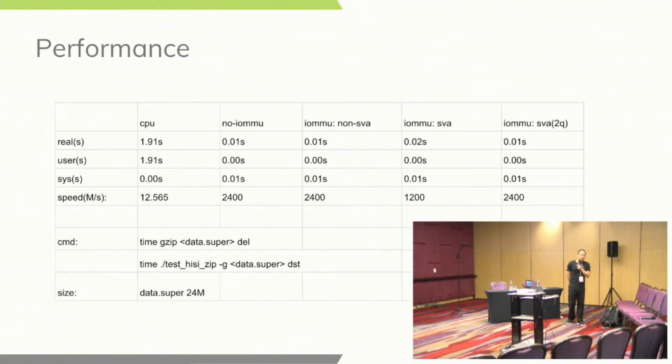And then the performance, I simply did some performance tests. We can see the first layer is the CPU behavior. And the right side is 3 types: no-iommu, iommu non-SVA, and iommu SVA. We can see the hardware accelerator can get 100 or 200 times the CPU speed.